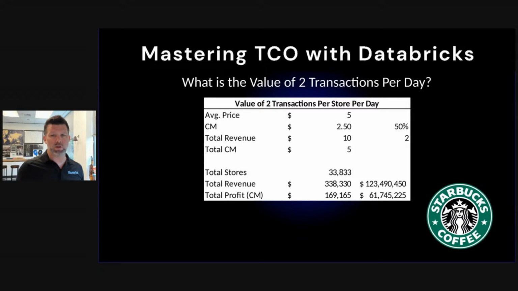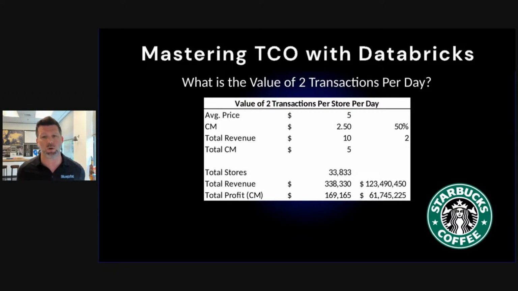So the average price of a transaction, if you assume one particular transaction is $5, somebody comes in and buys a large latte. I actually took a pretty conservative approach to the variable cost of that particular transaction at a 50% contribution margin. So a contribution margin of $2.50, which should equal, at 2 transactions per store per day, a total amount of additional revenue of $10, right? So you might say, well, 2 transactions doesn't seem like a lot, and it's only $10 additional per day for a contribution margin of $5 to that particular store.